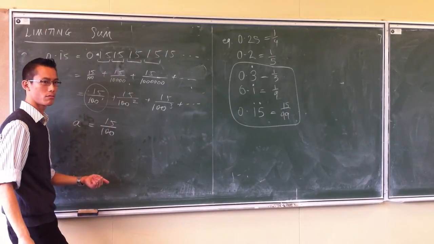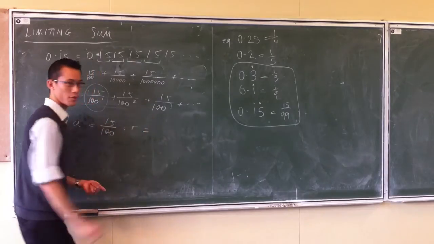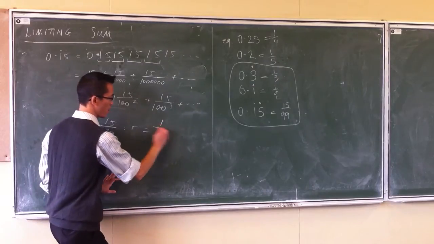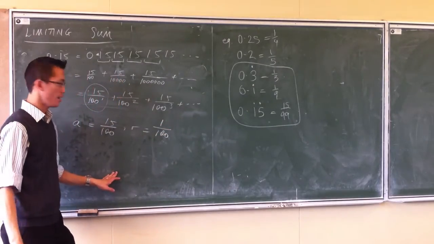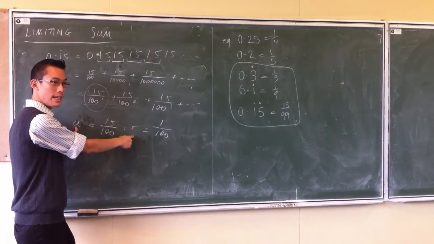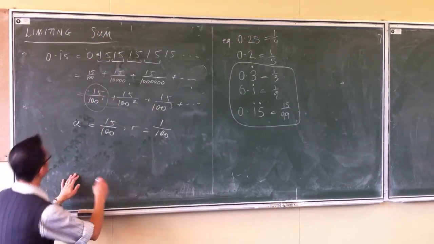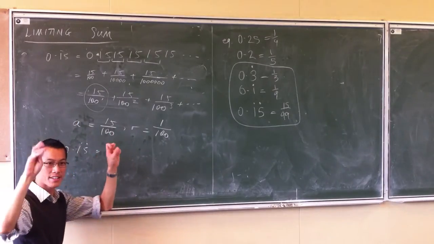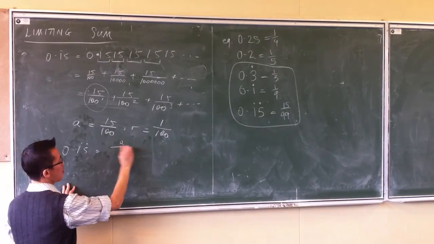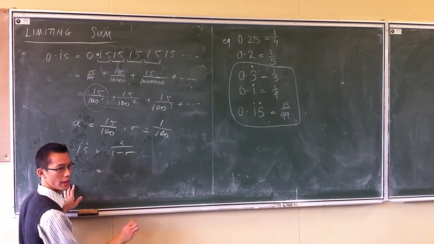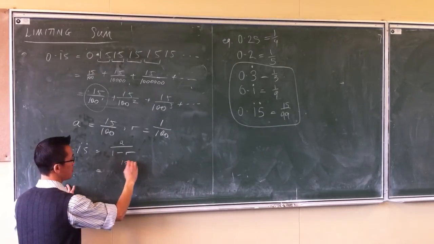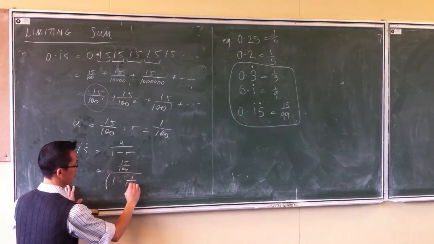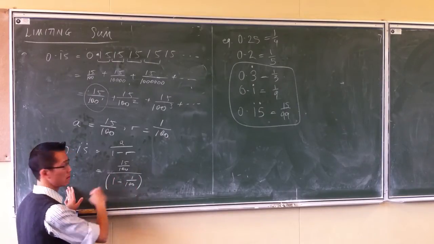What's the common ratio? What am I multiplying by to go from term to term? It's getting 100 times smaller, right? So the ratio is 1 over 100, okay? Now these, A and R, they're the only two pieces I need for the limiting sum, aren't they? So I would say this whole thing, 0.15 repeater, that's my S, if you like, is equal to A over 1 minus R. Okay, this is just straight substitution, yeah? 15 over 100 divided by 1 minus 1 over 100. Is that okay? There's my A and my R.